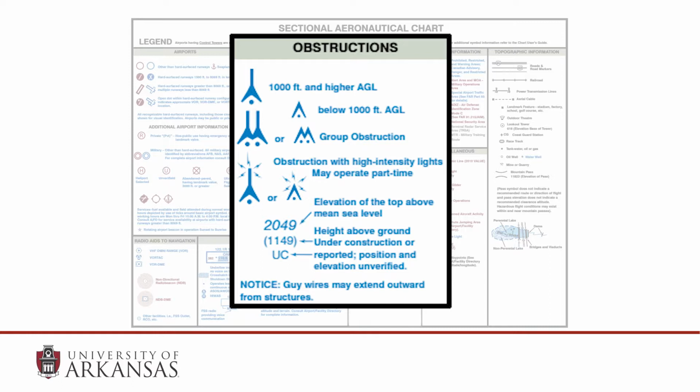AGL is the altitude above the ground at your current location. To determine the MSL terrain elevation, you subtract the AGL altitude from the MSL altitude. So in this case, the MSL elevation for the obstruction is 2,049 feet, and the AGL height of the obstruction is 1,149 feet. 2,049 minus 1,149 leaves 900 feet, indicating the terrain is 900 feet MSL.